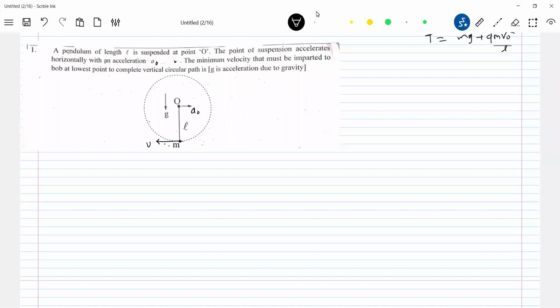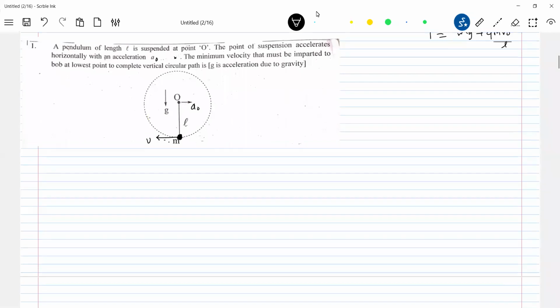The point of suspension, the minimum velocity that must be imparted to the bob at the lowest point to complete the vertical circular path is... Okay, in the previous case the point of suspension was moving. Now what about here? The point of suspension is accelerating.